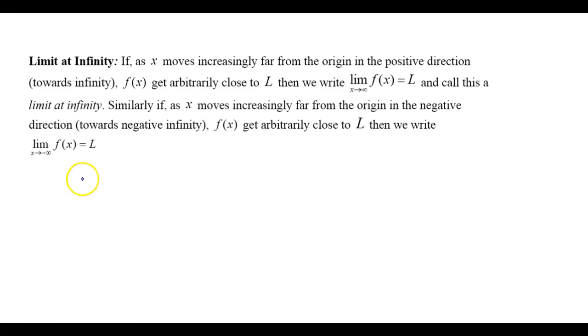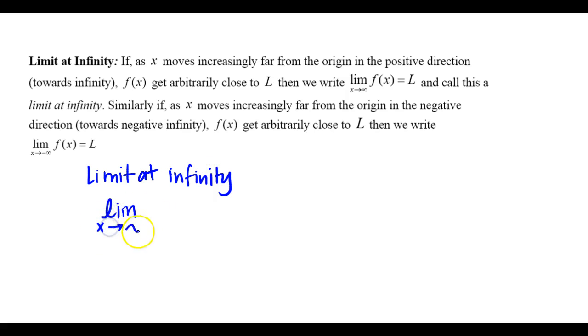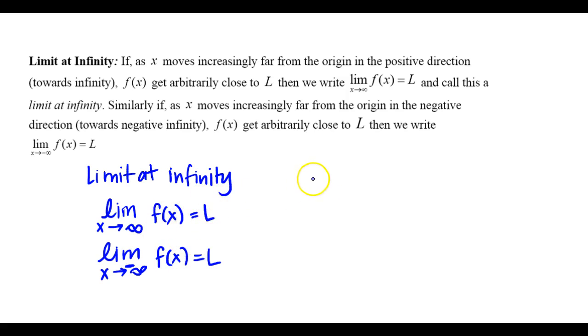So let's take a minute to distinguish between a limit at infinity and an infinite limit. A limit at infinity is either one of the following. The limit as x approaches infinity of f of x has to equal some real number L, or the limit as x approaches negative infinity of f of x has to equal L. So a limit at infinity means that the x values are getting really, really big in the positive direction or in the negative direction, and then the f of x values, the function values, get close to some real number L. As opposed to an infinite limit.